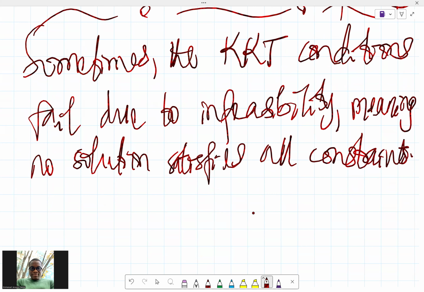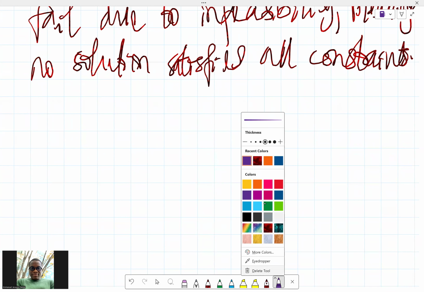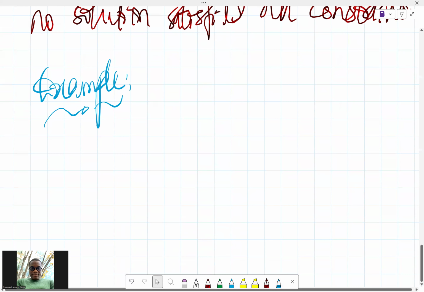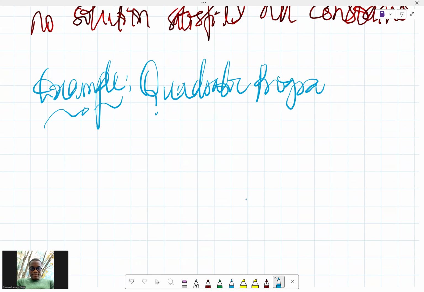Let's take an example of this kind of situation. Example of quadratic programming with infeasibility.